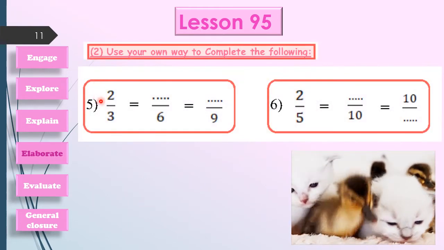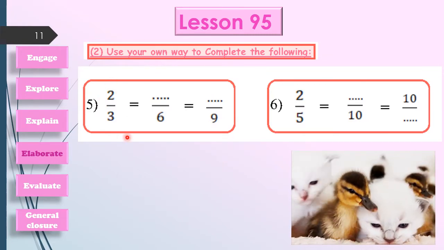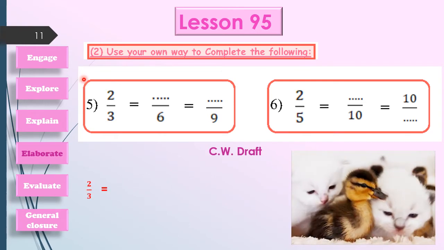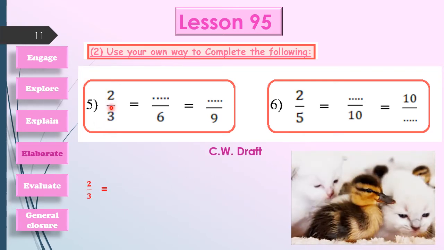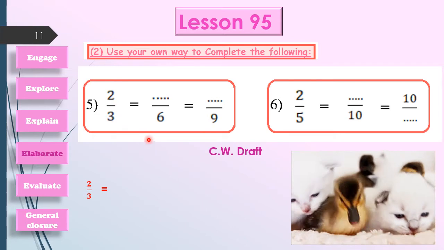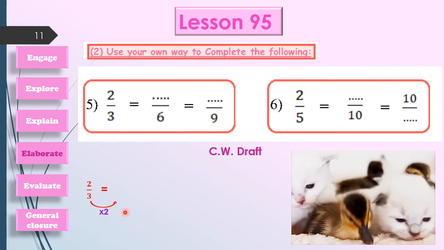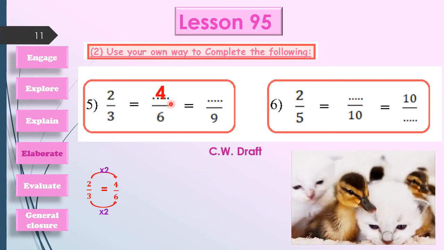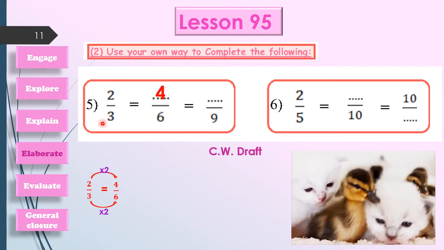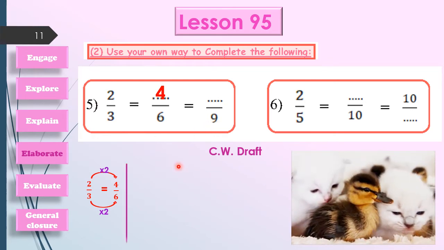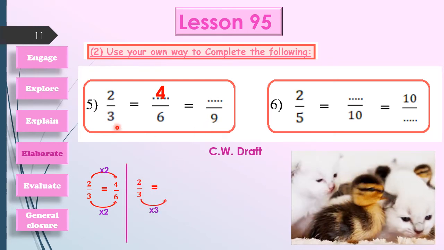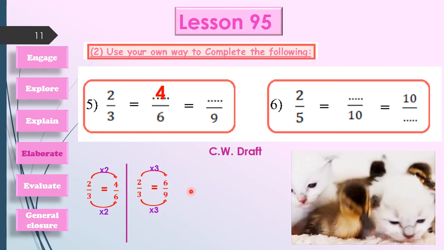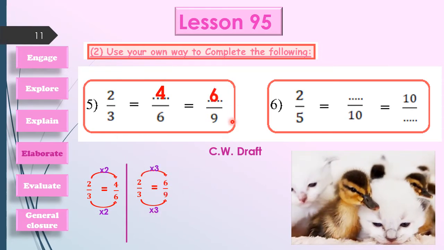Now, number 5. 2/3 equals how many sixths and how many ninths? Let's go to our draft. Write down 2/3, our original fraction. 3 by what equals 6? It will be by 2. As I do down, I do up, it will be 4 sixths. And write down here 4. And go again to our original fraction to find how many ninths. 3 by 3 equals 9. As I do down, I will do up. 2 by 3 equals 6 ninths.